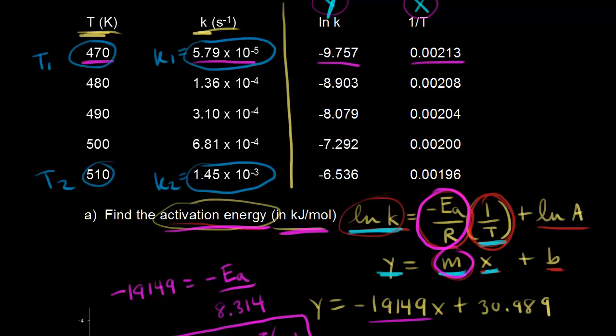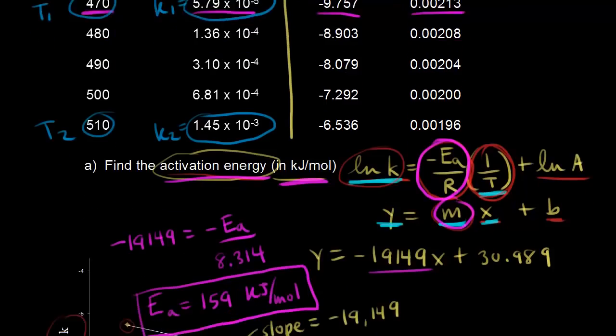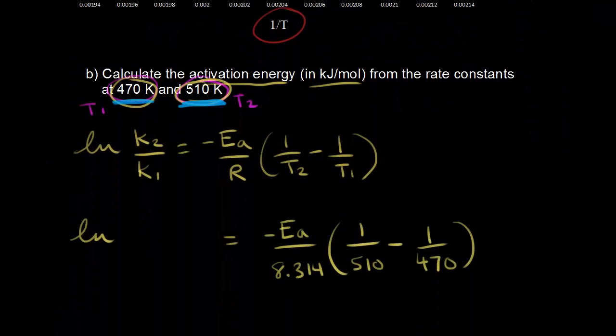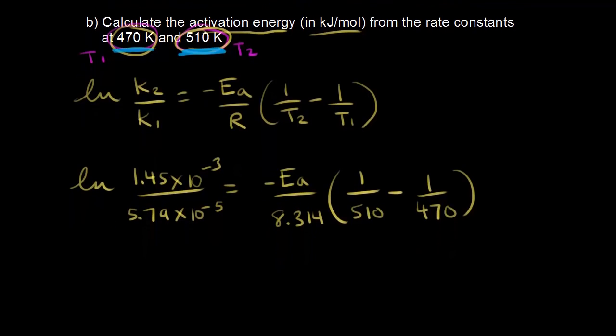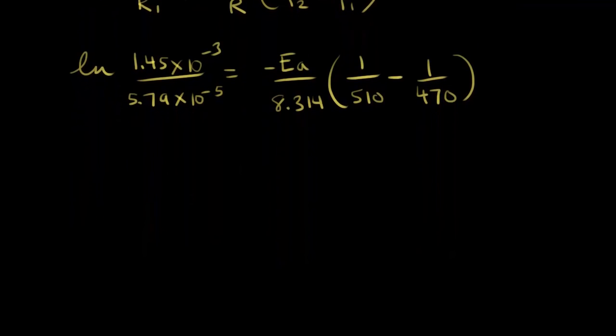And so let's plug those values back into our equation. So it would be K2 over K1, so 1.45 times 10 to the negative third over 5.79 times 10 to the negative fifth. So this is the natural log of 1.45 times 10 to the negative third over 5.79 times 10 to the negative fifth. So now we just have to solve for the activation energy.